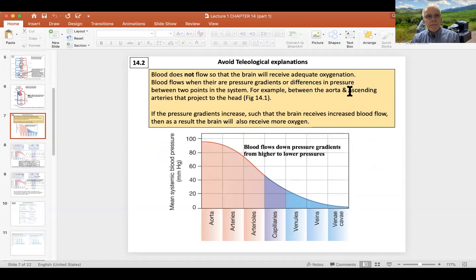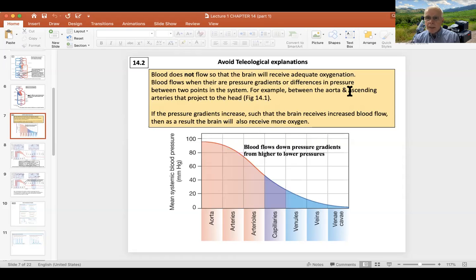We say that if the heart beats harder and faster, it'll pump more blood, and it'll pump more blood to the brain. And it does so because the brain needs more blood. Okay? The brain doesn't know it needs more blood, and neither does the heart. Heart rate increases, and blood flow to the brain can increase as a consequence of that. But it does so in response to different physiological mechanisms, which we'll get to this semester.